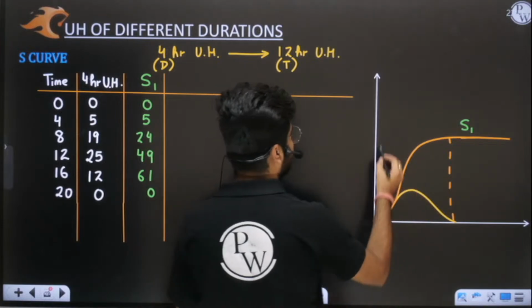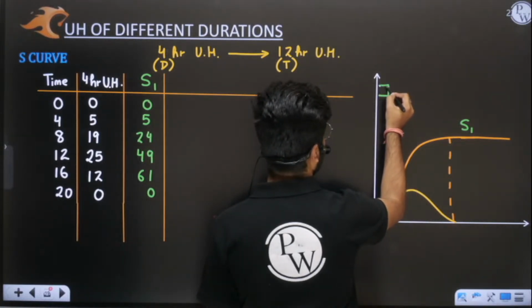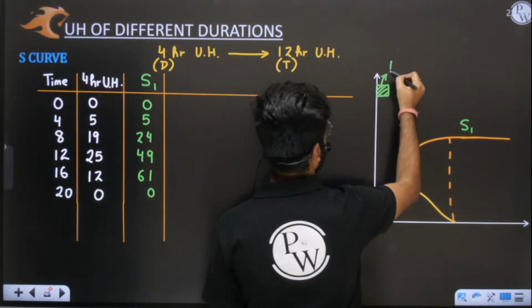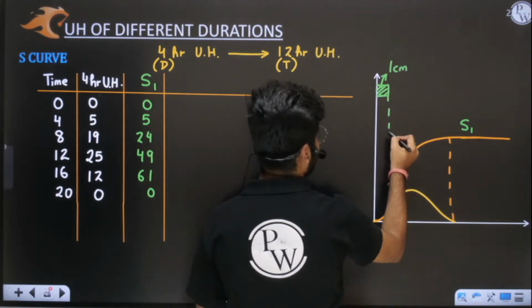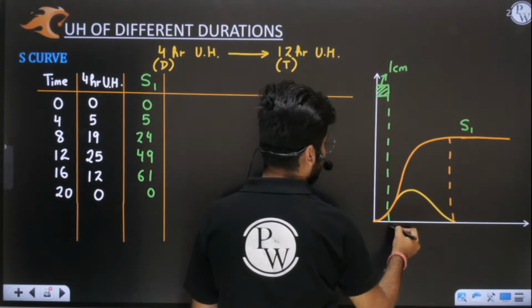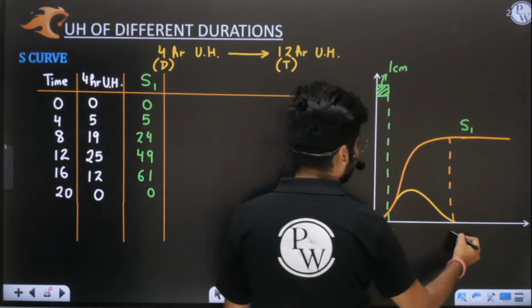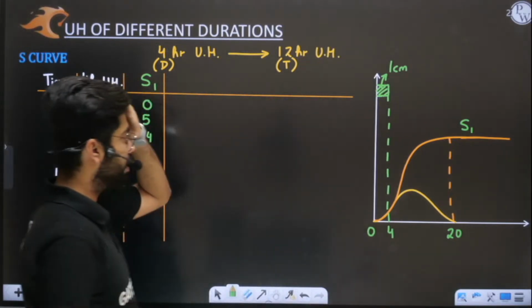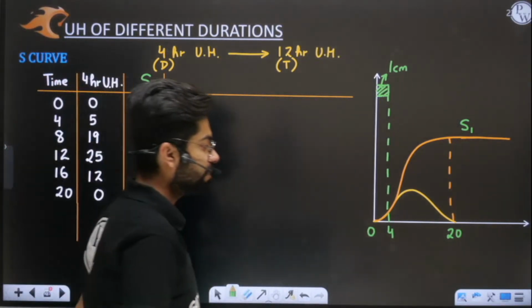You have converted this 4R duration. This is my 4R duration. In 4 hours, sir, 1 centimeter effective rainfall depth is there. This is 20 because 20 is my base time. Now we'll move on to step number 2.